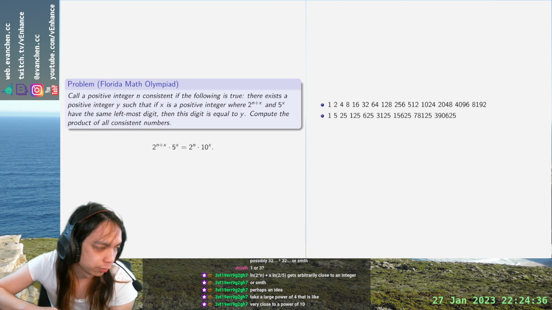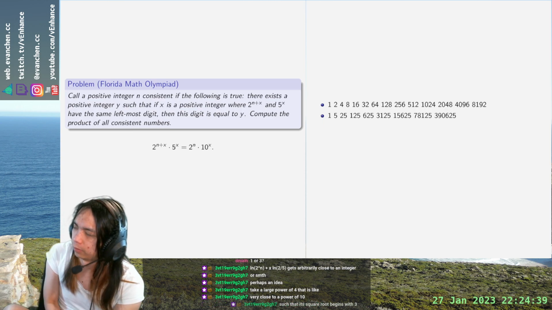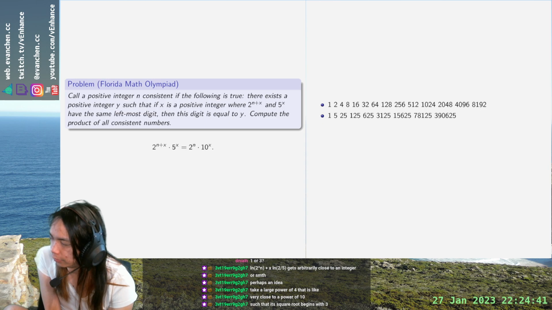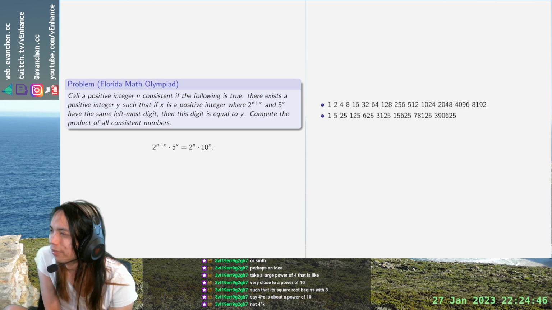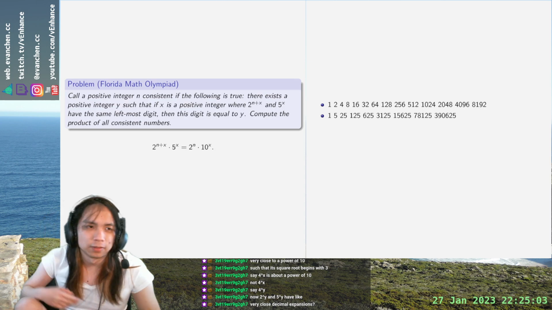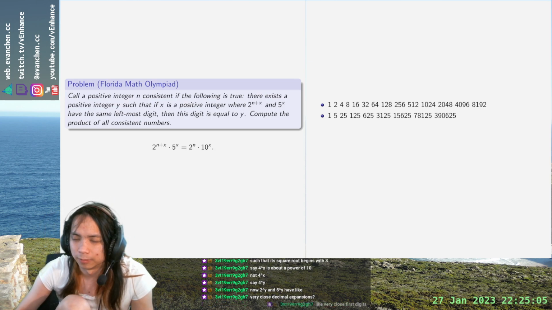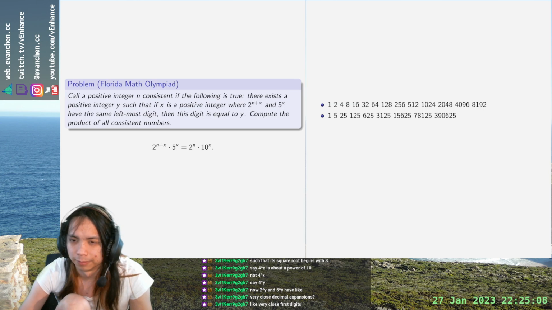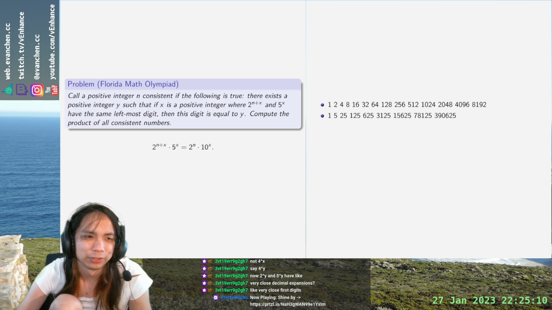Take a large power of 4 that is very close to a power of 10. Okay, so suppose n is 10 or something, right? Or even if n is 0, actually. I think even n is 0 is interesting. If two numbers have product equal to a power of 10, what can you say about the first digits? Because okay, there's this thing where, like, here. What am I trying to say?